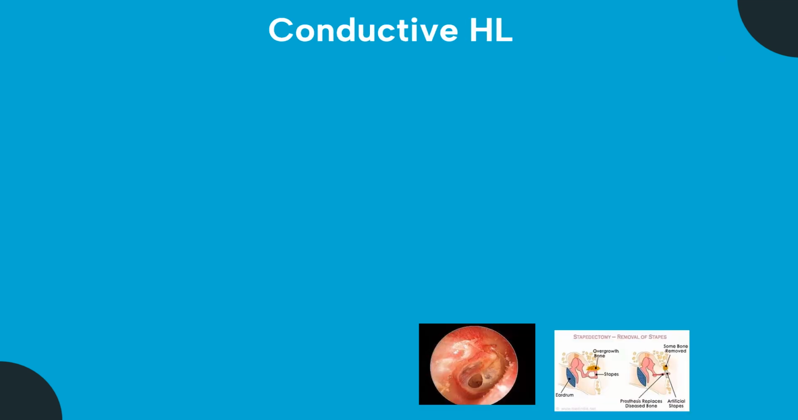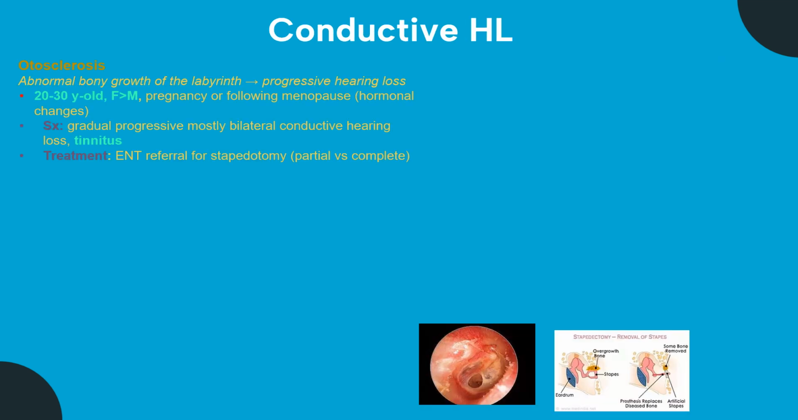So, conductive hearing loss. Otosclerosis is an abnormal bony growth on the labyrinth, and it causes a progressive hearing loss. If you look on the bottom right, you'll see the stapes, which has an overgrowth of bone into the labyrinth area. So your middle ear bone is expanding into the labyrinth, and this causes a bilateral conductive hearing loss that is gradually progressive as the bone continues to overgrow and invade. It also leads to tinnitus, which can be quite distressing.